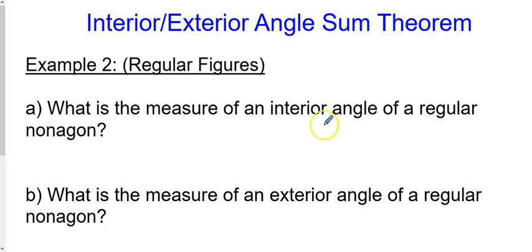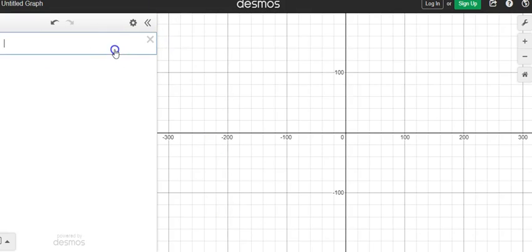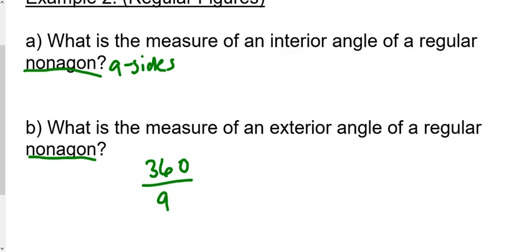So let's try this again. We're asked for the interior angle of a regular nonagon, and nonagon is 9 sides. Now, instead of using my formula, I'm going to use the 360 and then subtract from 180. So I'm actually going to find the exterior angle first here. So I'm going to do 360 divided by 9. And again, you can type this right into Desmos. All right, we get 40.